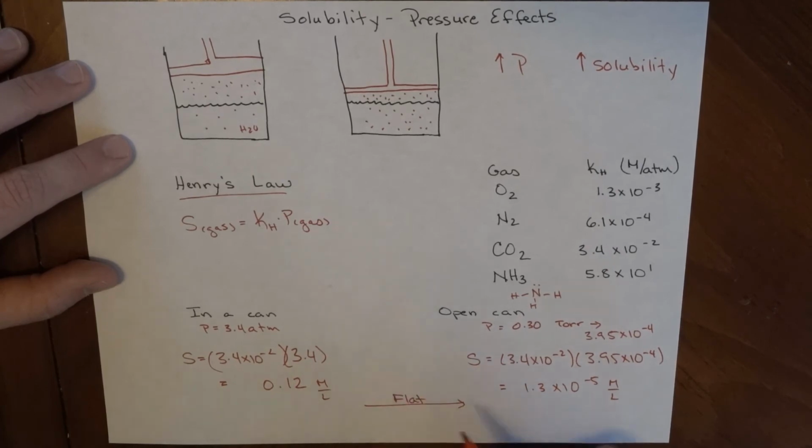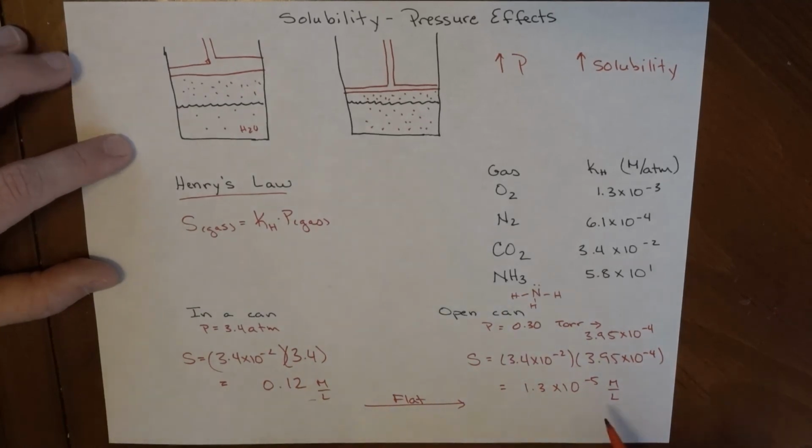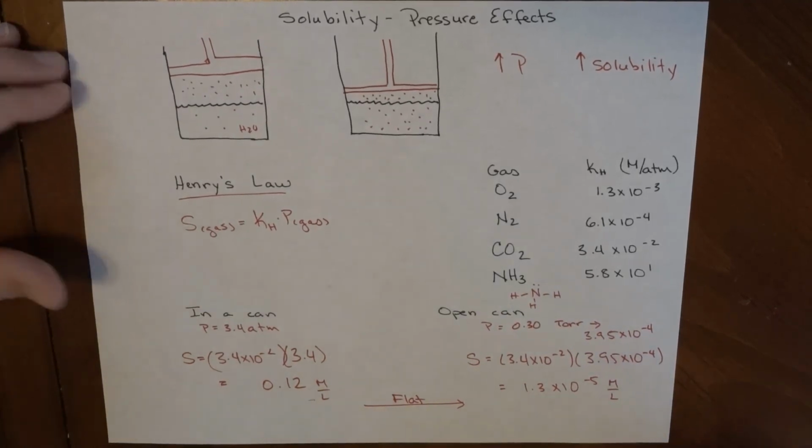That's because the solubility is going from something very large to something very small. All right? And it doesn't go in reverse. That is, it doesn't become more carbonated as you leave it out. It becomes less carbonated because the pressure has gone down. All right? That's just a simple example of Henry's law.